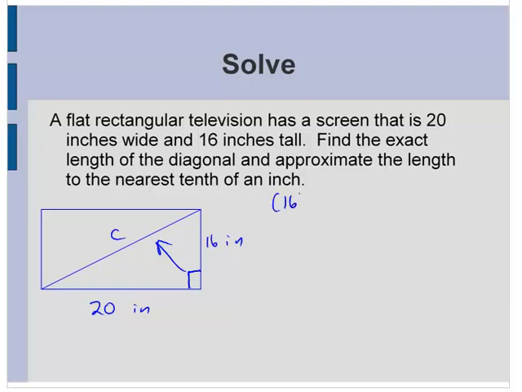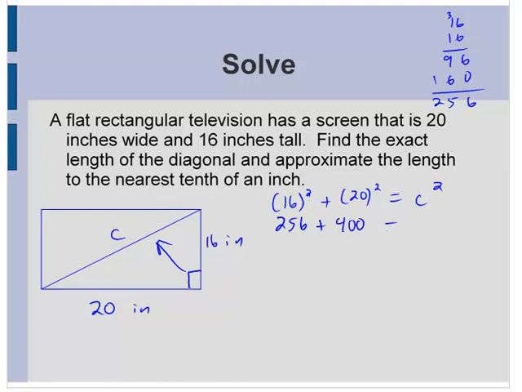So then I would have 16 squared plus 20 squared is C squared. 16 squared is, let's see, 16 by 16, 36, carrying a 3, 96, 0, 6, 1 is 256. So we have 256 plus 20 squared, that one's easier, 400 is C squared. And so we'd have 456 is C squared. So then C would be the square root of 456.